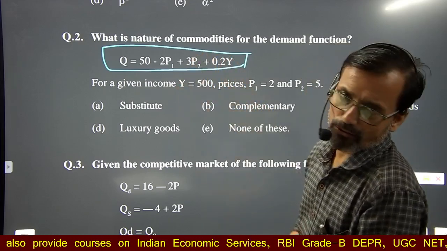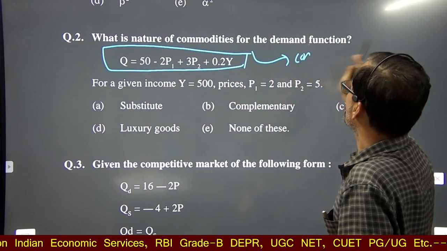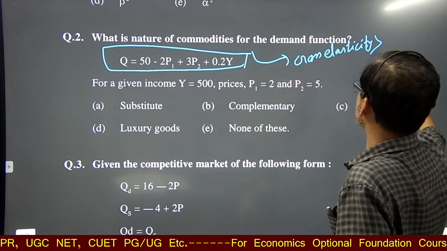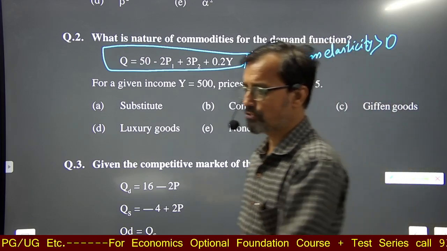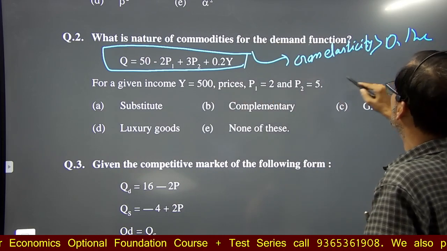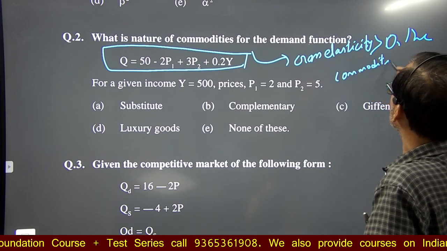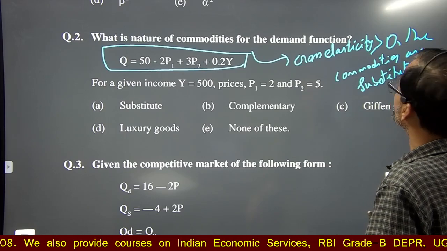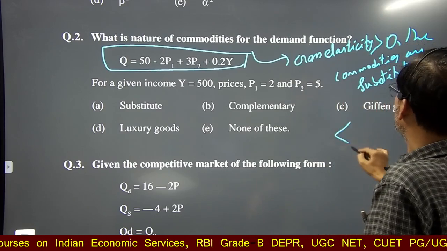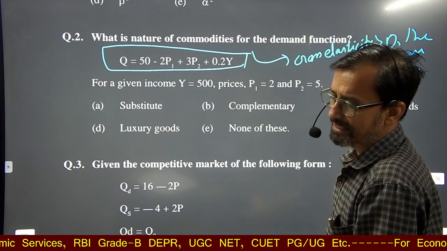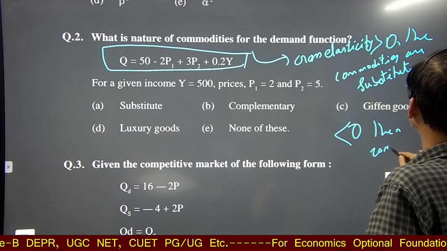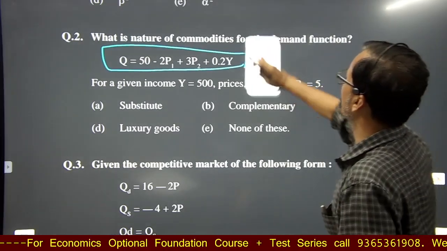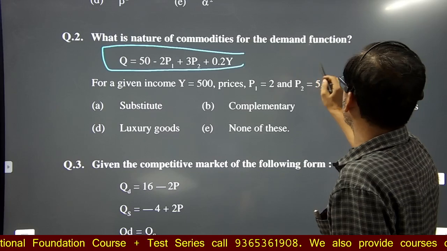First of all, for such a demand curve, look at cross elasticity. When the value of cross elasticity is greater than 0, then the commodities are substitutes. This is known to all of us. When the cross elasticity is less than 0, then the goods are complementary. So we have to find out the cross elasticity first, in order to decide the nature of commodities. So what is the cross elasticity?